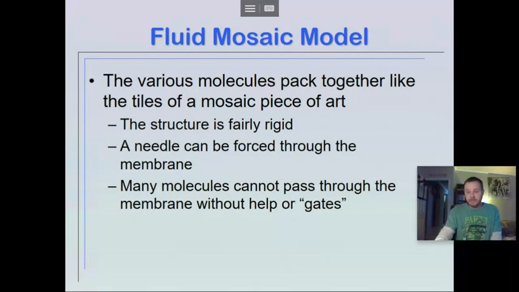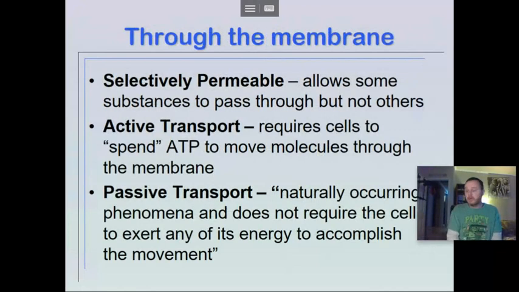I mentioned there's different proteins embedded within this mosaic layer, and some of those proteins allow for the transport or serve as gates, if you will, through this membrane. That's because this membrane is what we call selectively permeable. Selectively permeable means it's going to allow some substances to pass through. It's going to be selective as to what it allows to pass through.